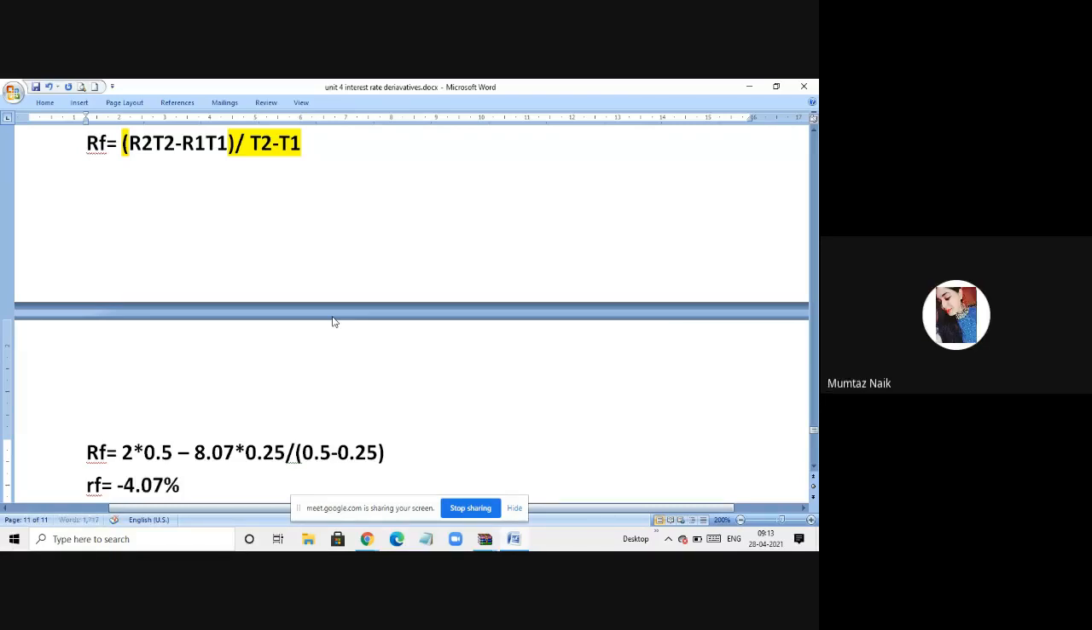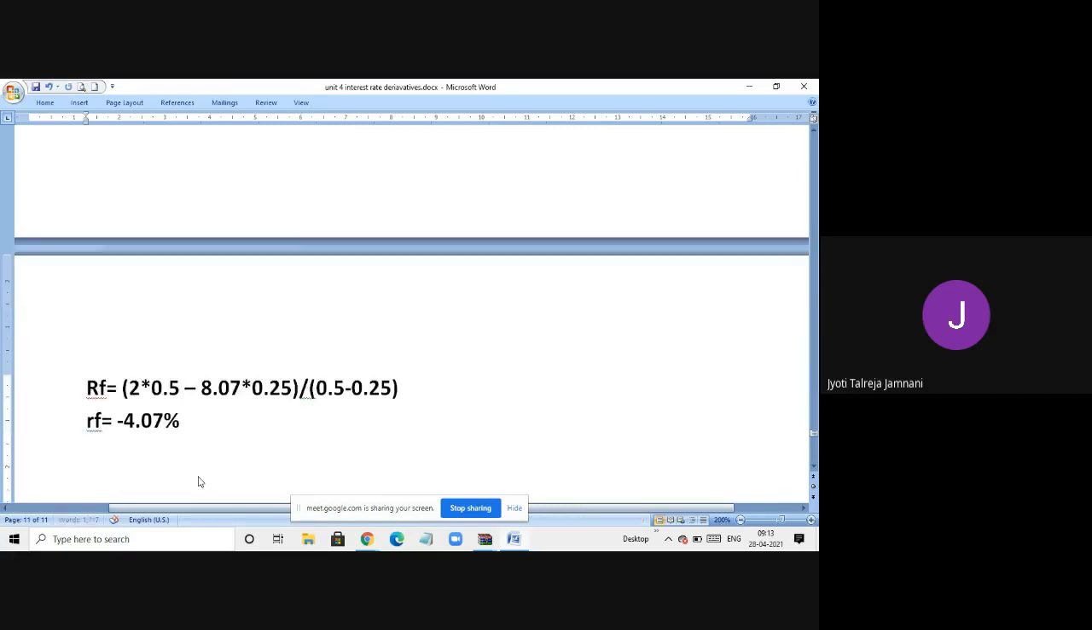Just see, anybody got the answer? Yes, ma'am. Minus 4.07. Because here, in the multiplication that we're doing, your R1 is a bigger number, 8.07, whereas R2 is only 2%. That's the reason there is a difference. Okay, then let's do RF. This we did for half yearly, or you can say 0.5 maturity. RF for 1 year we'll do now.